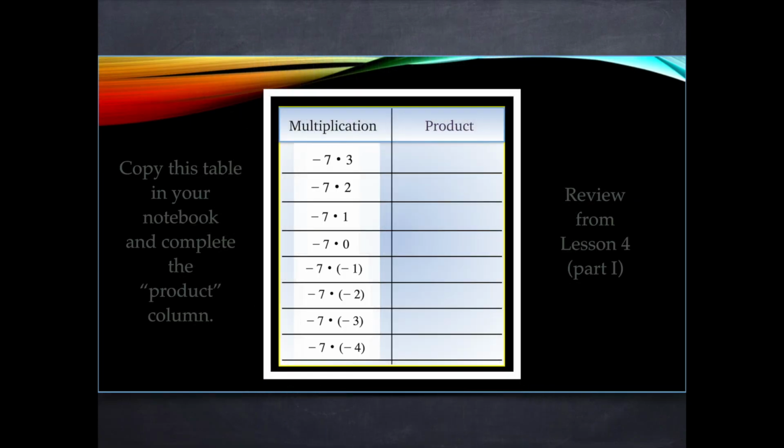Okay, here's a little bit of review from yesterday. I want you to make one more table in your notebook and just multiply -7 times those 8 numbers. Remember the rule, negative times positive is negative, and negative times negative is always positive. There's reasons for that, and we'll talk about that in class.